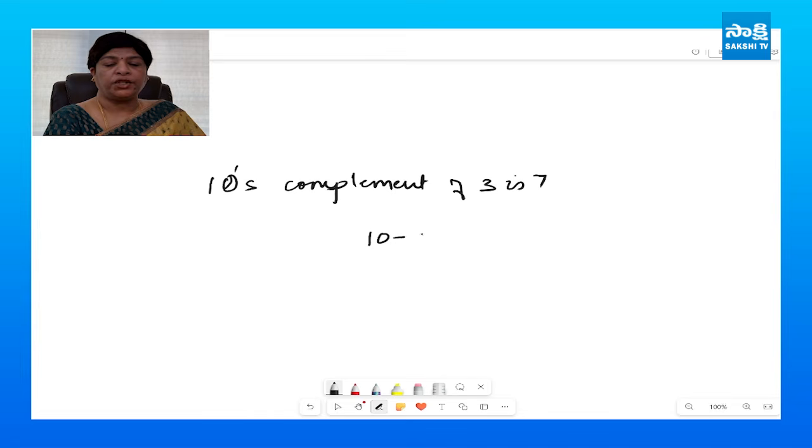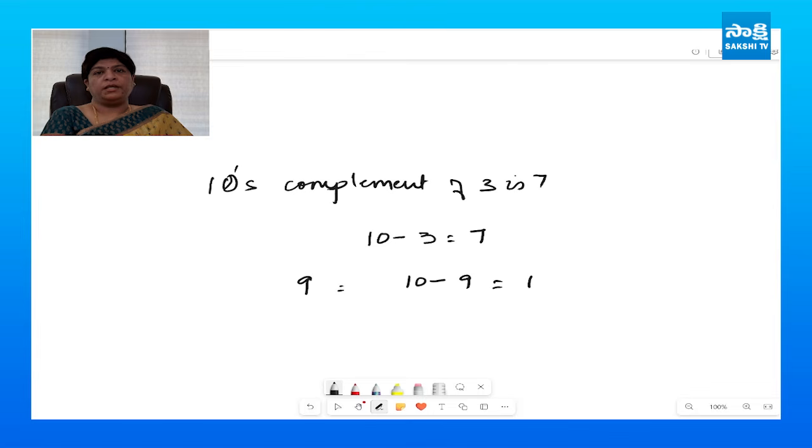which means find out the nearest base of 3, which is 10. 10 minus the actual number gives you the complement. Similarly, the tens complement of 9 would be 10 minus 9, since 10 is the closest base to 9, and 1 is the complement of 9. A simple way to select the base is to count the number of digits in the given number. Then choose a base with the same number of zeros as the digits in that number.